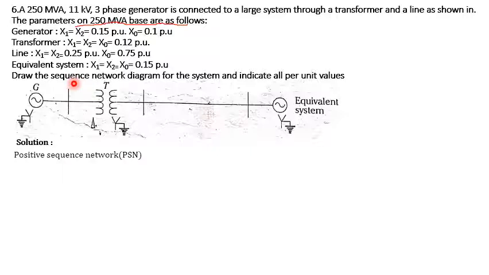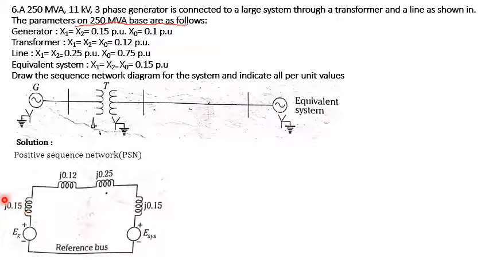Let us draw the positive sequence network. For the generator we need to consider reactance and a source of EMF, and for the transformer and transmission line it is just reactance. The equivalent system is like a generator, so we should consider series reactance and source of EMF. So the generator has positive sequence reactance of 0.15, the transformer is 0.12, the transmission line is 0.25, and the equivalent system is 0.15. This is the generator source of EMF, and this is for the equivalent system.